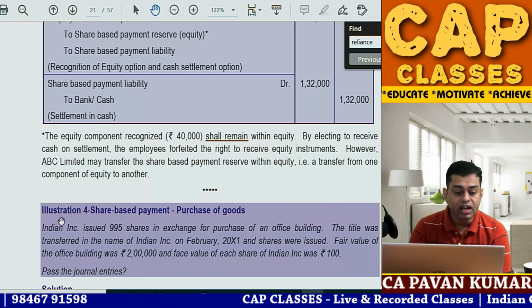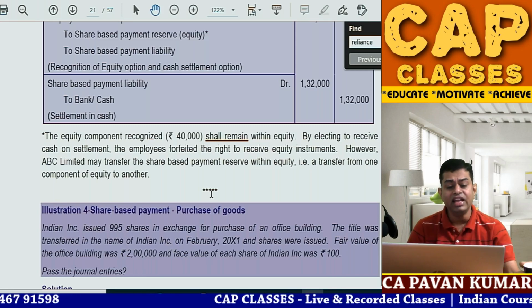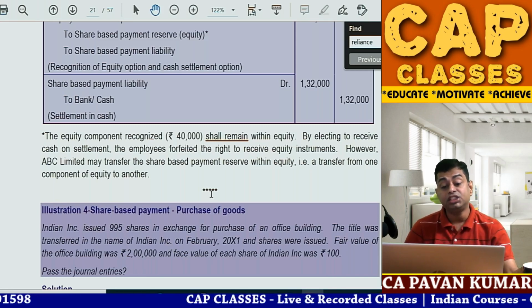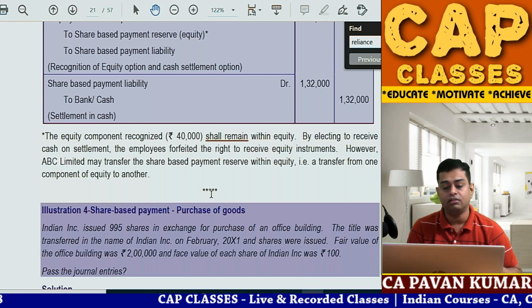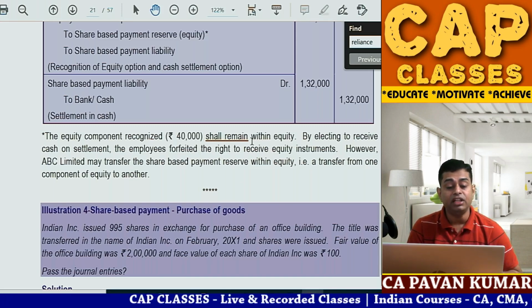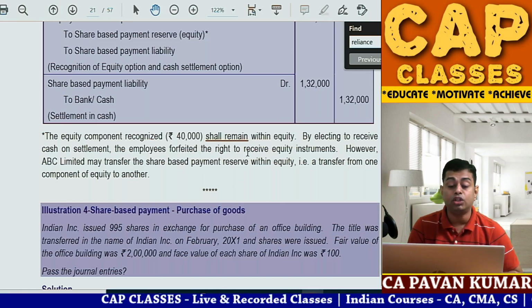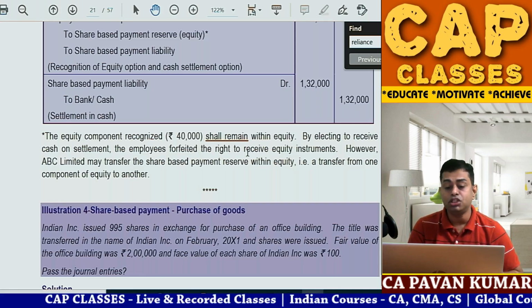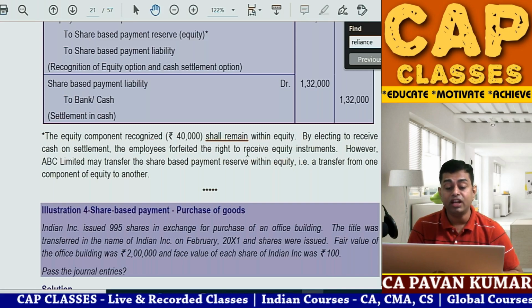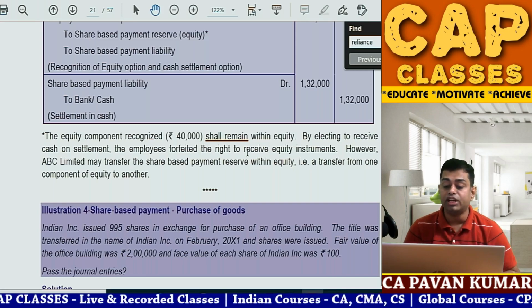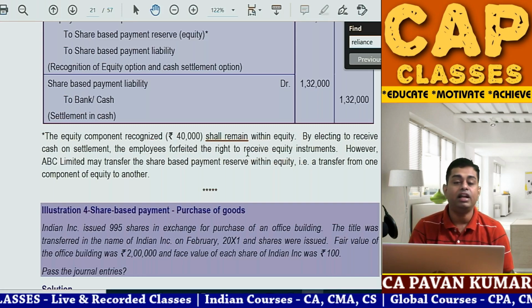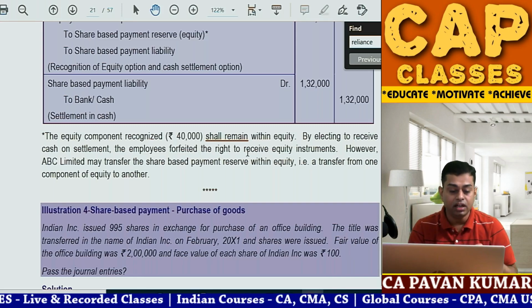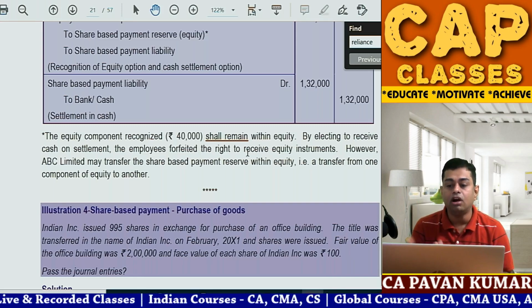Read the question. Indian Incorporation issued 995 shares in exchange for purchase of an office building. The title was transferred in the name of Indian Incorporation in Feb 2011 and shares were issued. Fair value of the office building was rupees 2 lakhs and the face value of each share of Indian Incorporation was 100. Pass the journal entries.